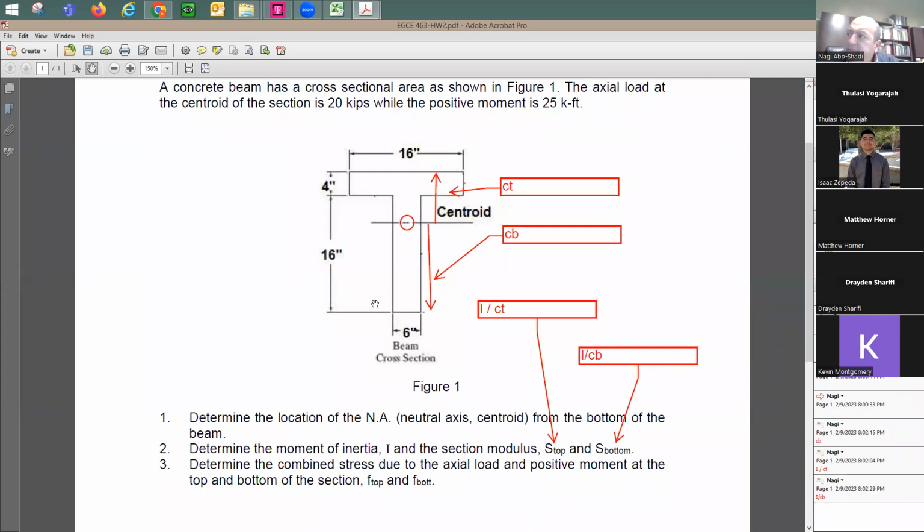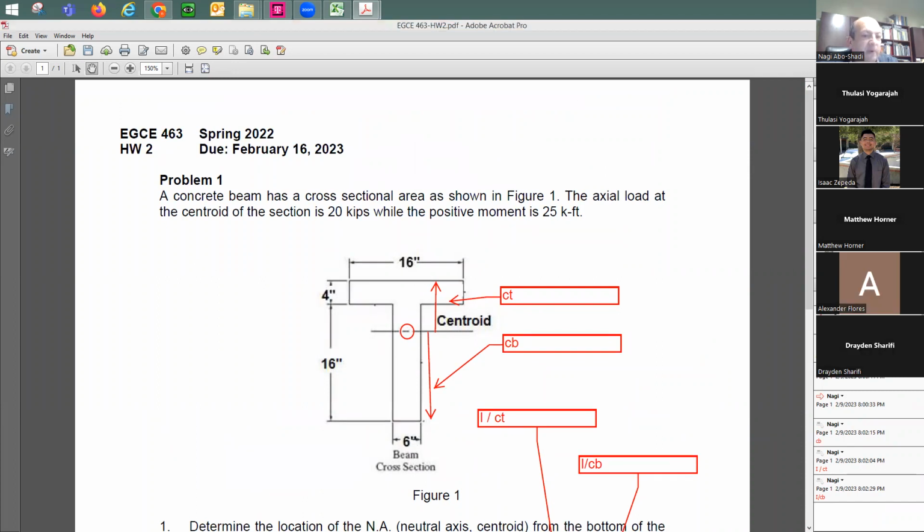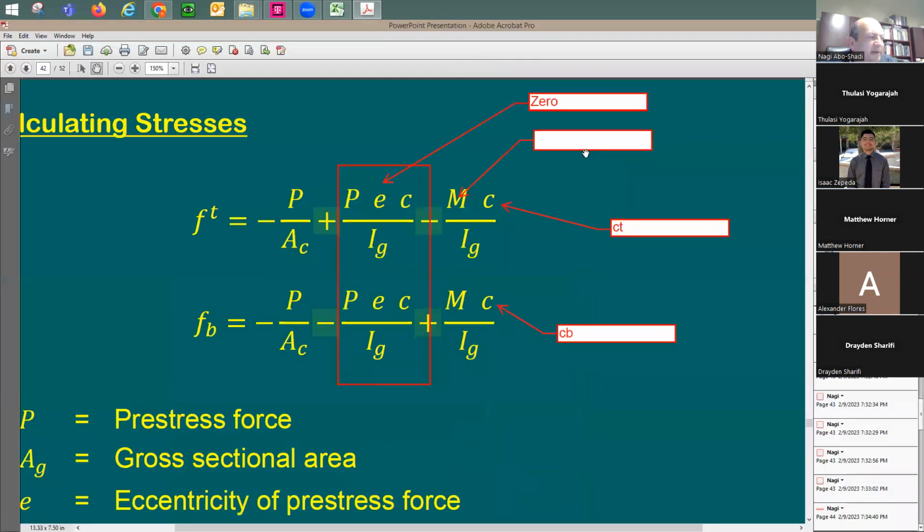Are we good? Questions on this homework, or are we good? Good, thank you. All right, great. Now we covered this, you know what to do, and it shouldn't take you more than, I would say, half an hour. I have another homework.